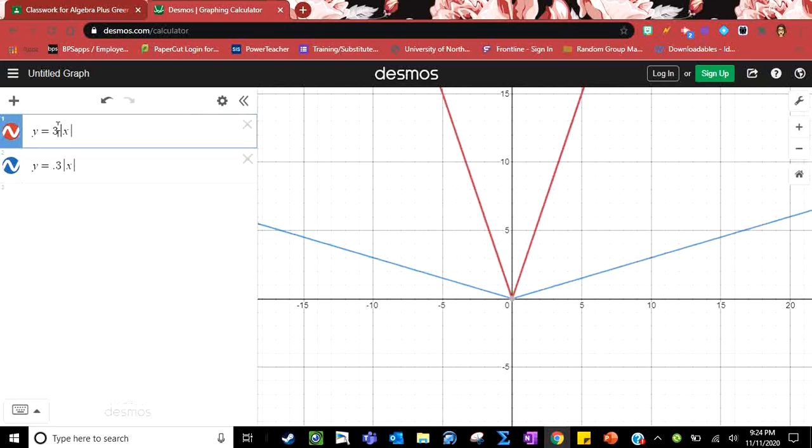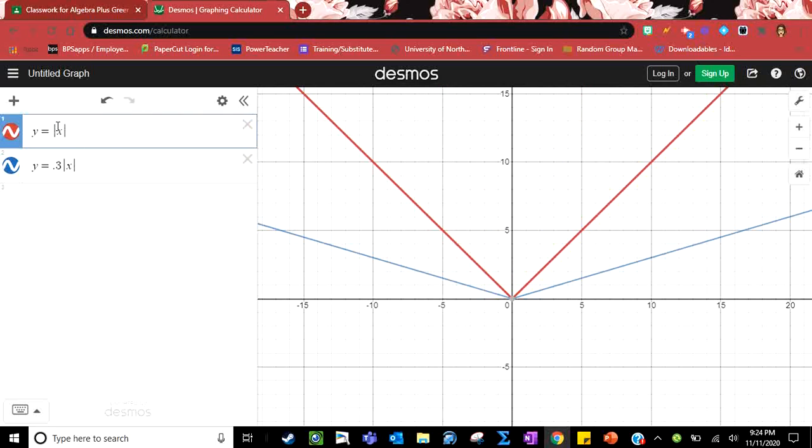So if I go back to my parent function, I'll do the parent function in red. So the parent function's in red, the 0.3 times x is in blue. And look at how much it's shrinking it down. Like if you were to take your hands on the top and bottom of the graph, and just press it together, it's compressing or shrinking that graph.